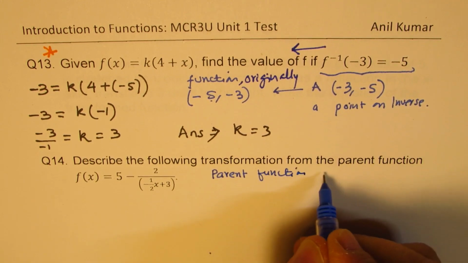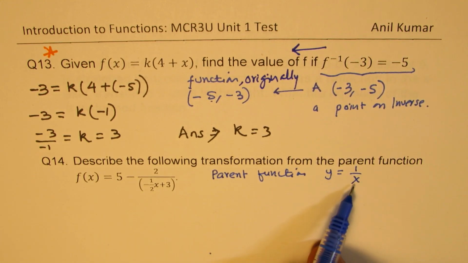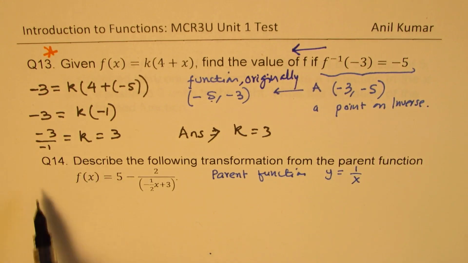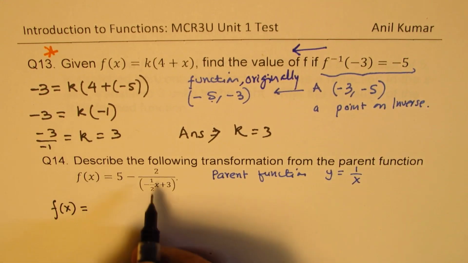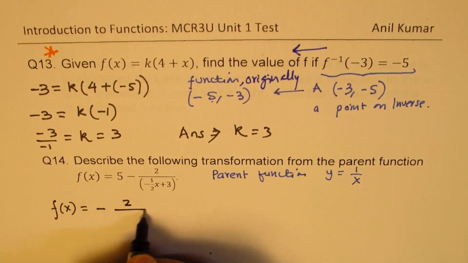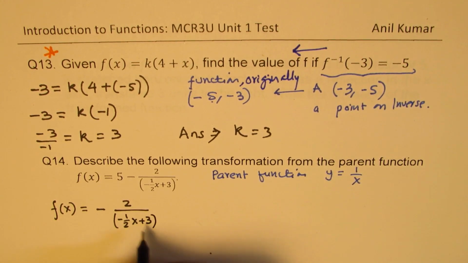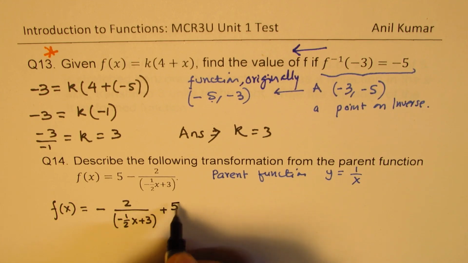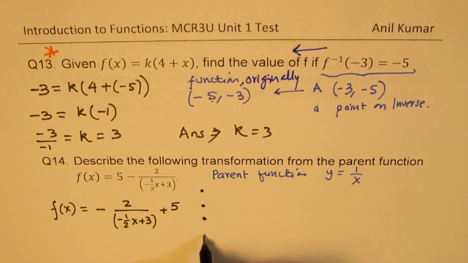Parent function here is y equals 1 over x. With respect to that, we have to describe the transformations, correct? So let me just rewrite this function here. We have f of x equals, I'll prefer to write this first, which is minus 2. I'll associate minus with the numerator. And this is minus half x plus 3. And we have plus 5 here. Is that clear to you? So now let's write down all the transformations, right?